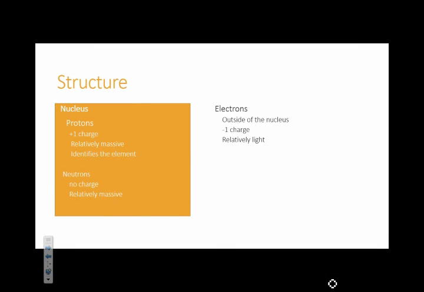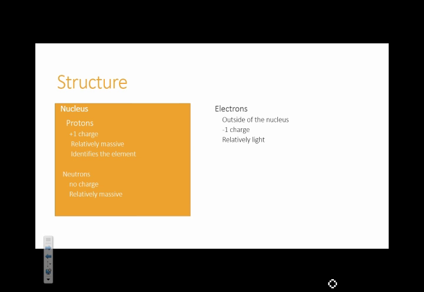So here's just a summary of what we just said. Let's hit it again. In the nucleus, we find the protons, which have a +1 charge. They're relatively massive. Now, by relatively massive, we're not talking like tanker truck big. We're talking big compared to the electron, which is really, really tiny. The number of protons is going to identify the element. So if you know the number of protons of a particular element, then you know what that element is. The neutrons and the electrons don't necessarily identify an element, but the number of protons always will.